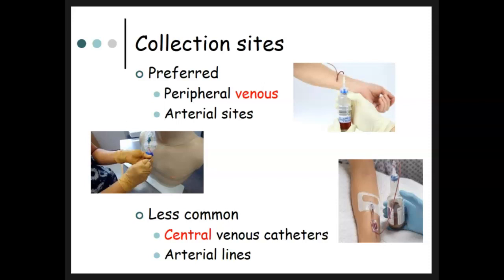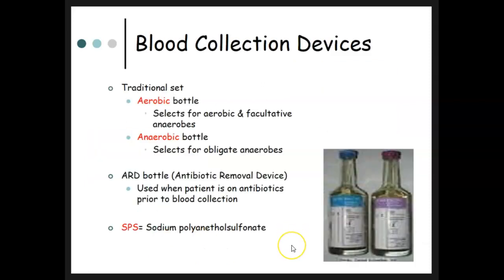Collection sites for blood cultures. The preferred sites are the peripheral venous sites. So I have this picture here in the upper right. Less common, central venous catheters, which can be from IV lines or ports. That's less common, but acceptable. Blood culture devices, there's a traditional set.